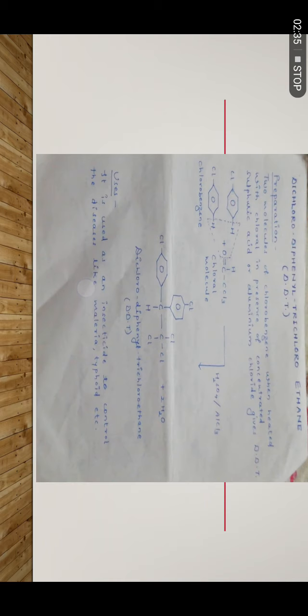Then the next topic is DDT. What is the long form of this compound? It is dichloro diphenyl trichloroethane. How to prepare it? Here we are taking 2 molecules of chlorobenzene, and they react with 1 molecule of chloral.